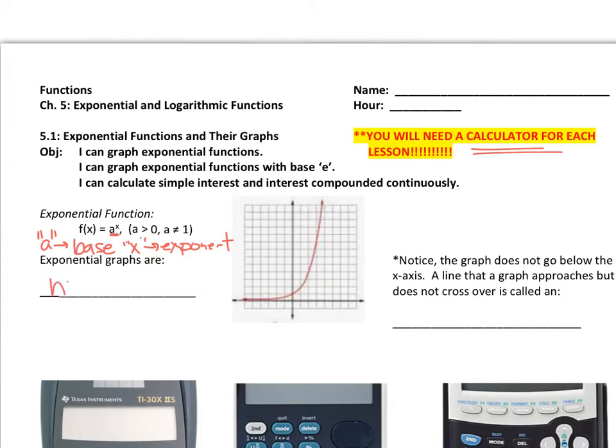Exponential graphs are known as non-linear graphs. As you look at the graph on the right, you can see that it's really close to the x-axis on the left side, but as x gets bigger, all of a sudden the graph gets really big on the right-hand side. Notice the graph does not go below the x-axis. This is common in exponential functions. A line that a graph approaches but does not cross over is called an asymptote. You maybe remember this word from Algebra 2 last year.